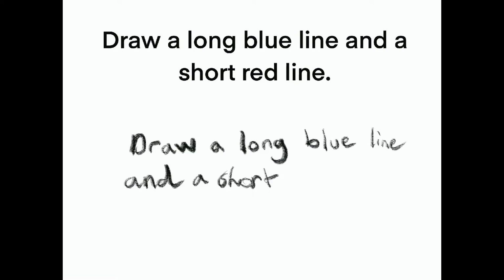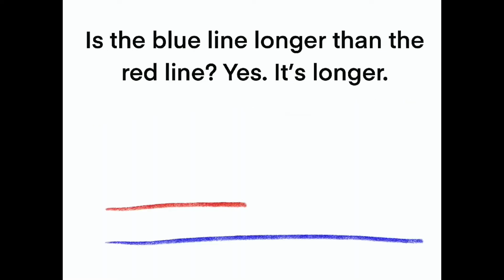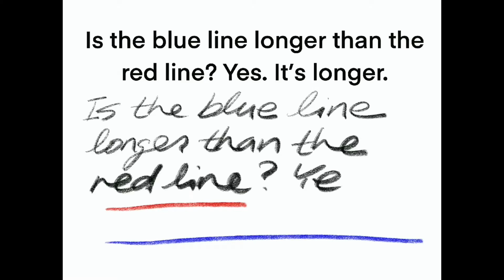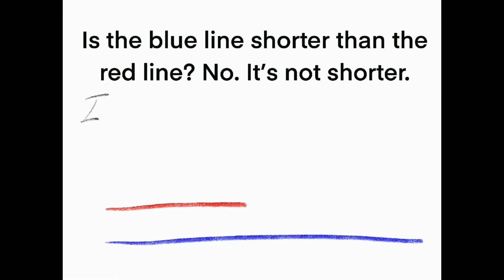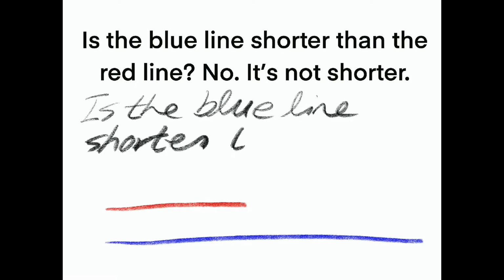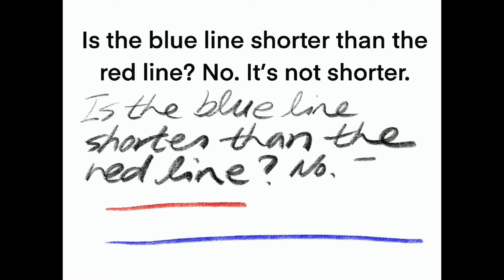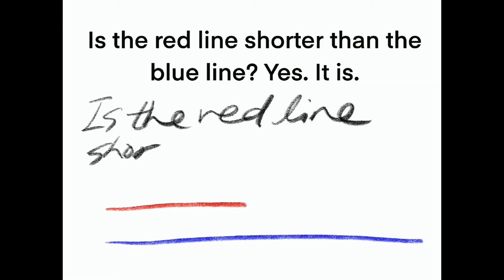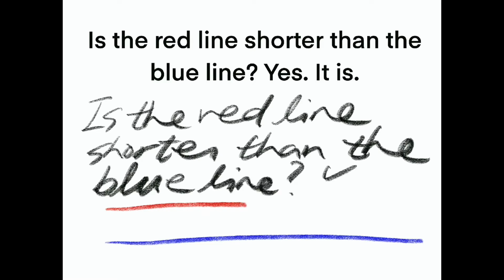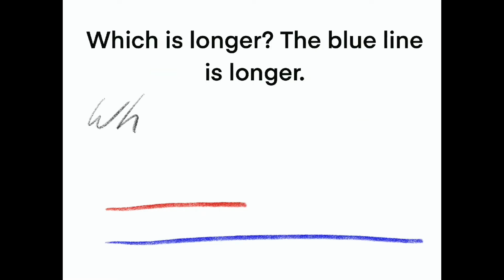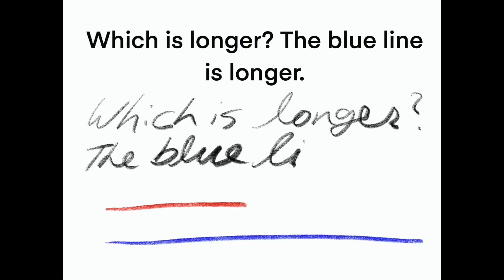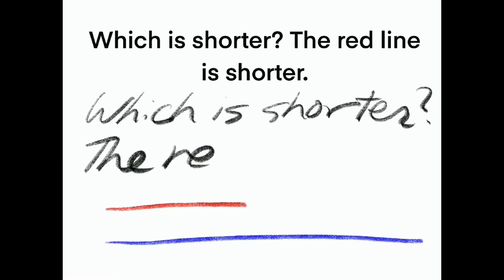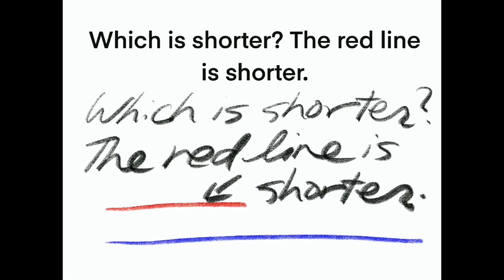Draw a long blue line and a short red line. Is the blue line longer than the red line? Yes, it's longer. Is the blue line shorter than the red line? No, it's not shorter. Is the red line shorter than the blue line? Yes, it is. Which is longer? The blue line is longer. Which is shorter? The red line is shorter.